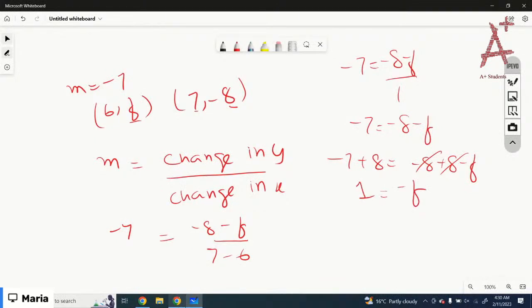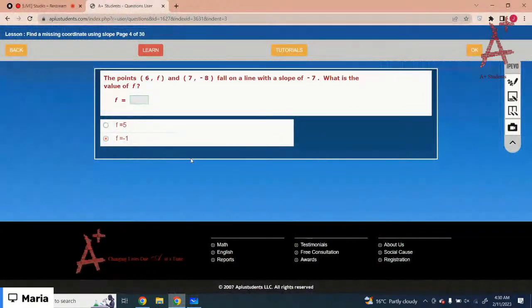So it would be 1 equals negative f, and f equals negative 1. Got it? That means the missing value is negative 1. So the missing value is f equals negative 1.